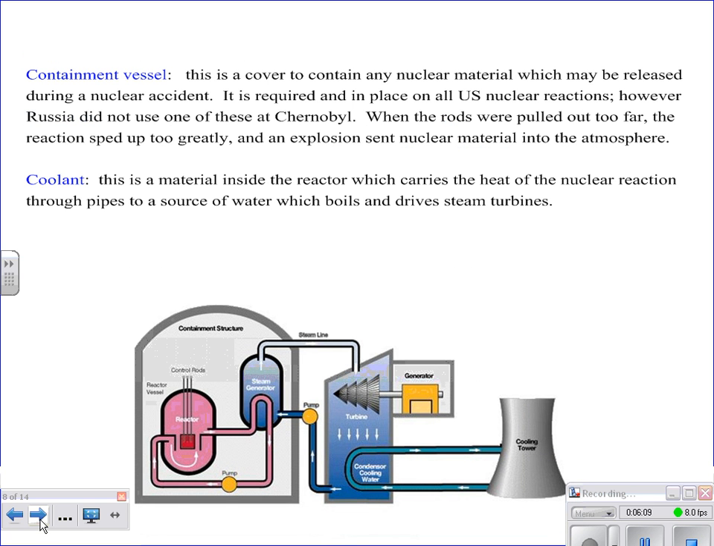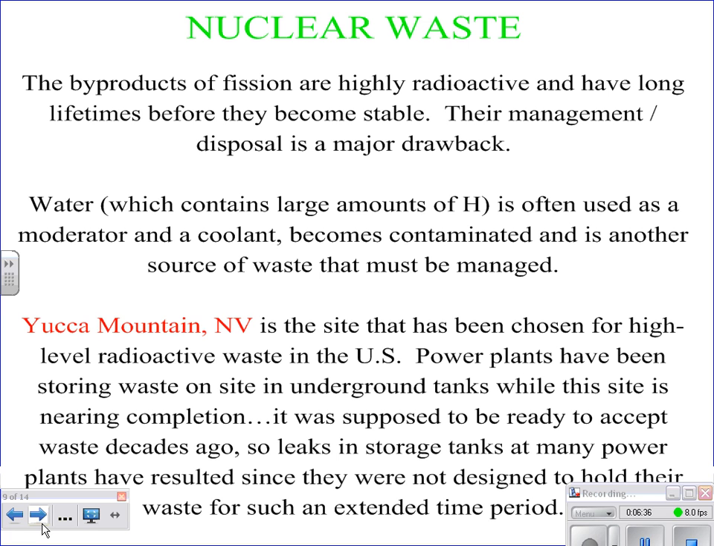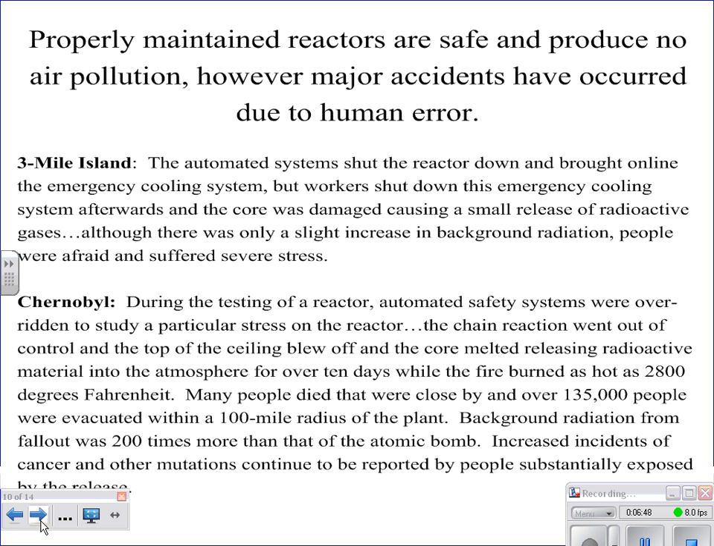And then we have the containment vessel, which is this structure right here that you can see on your diagram. It's typically going to be dome-shaped or spherically shaped, because that's going to be very strong. And then you've also got coolant, and it's the material inside the reactor. It carries the heat of the reaction through pipes to a source of water, which boils and drives the steam turbines. And you don't have this in your notes. I'm not going to spend too much time on this, but we could talk about nuclear waste as well, and where some of this stuff is stored, as well as some different accidents that have happened, but most of these have been due to human error.